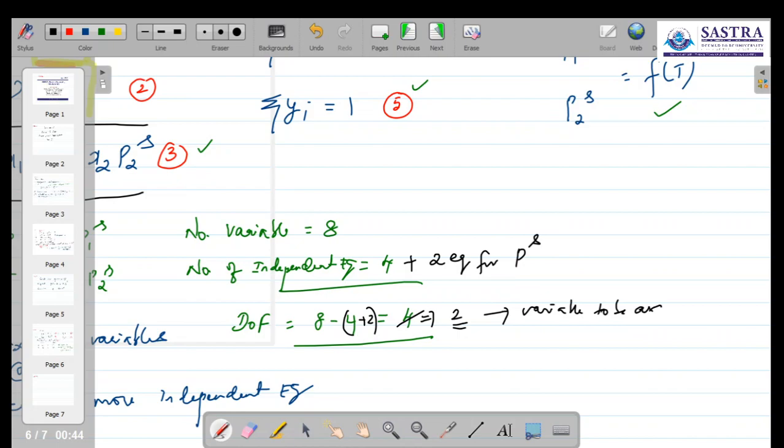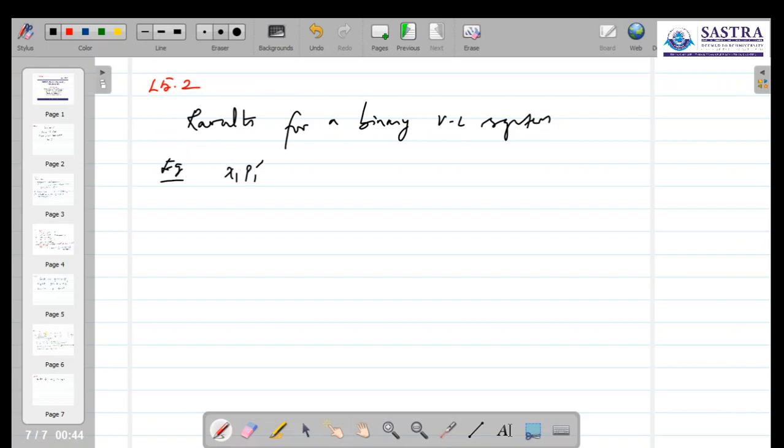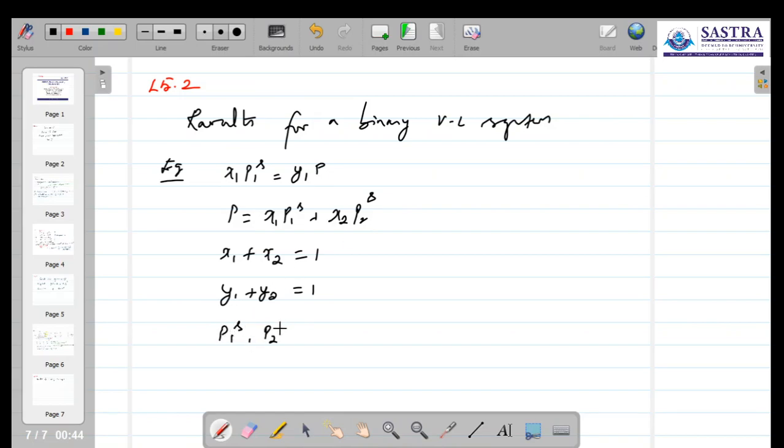Okay, so let me summarize quickly this short lecture. If you apply Raoult's law for a binary vapor liquid system, the equations that we have are x1 p1s equal to y1p, and the other equation is p equal to x1 p1s plus x2 p2s. Then we have the summations, x1 plus x2 equal to 1, and y1 plus y2 equal to 1. And obviously, let us assume that P1S and P2S are some functions of temperature, or they are known, right? So these are the equations for a typical binary component vapor liquid system.